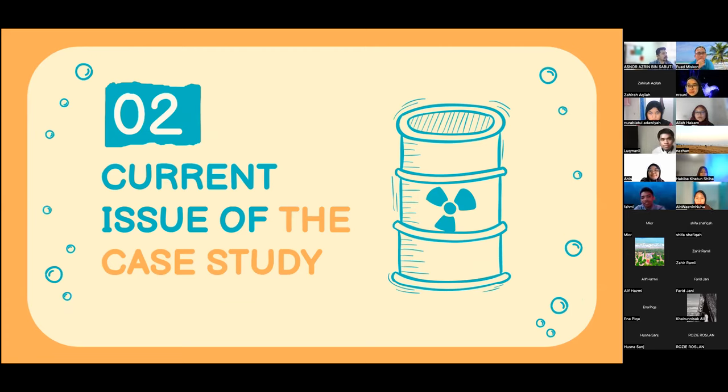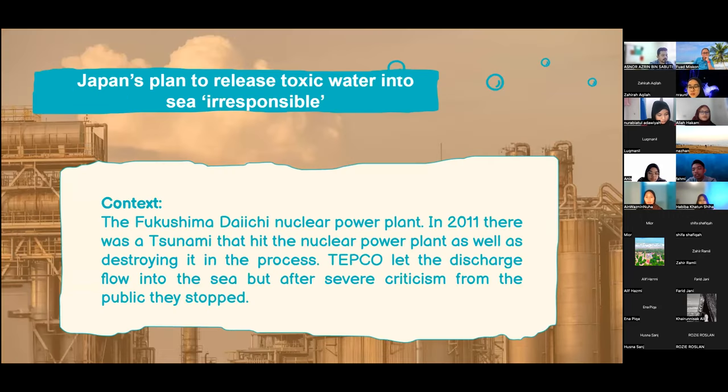Okay, I'll be with you guys on this part of the presentation, and I'll be talking about the current issue of the case study. We have chosen Japan's irresponsible decision to dump toxic and radioactive waste into the ocean. A little context: there's a nuclear power plant in Japan called the Fukushima Daiichi Nuclear Power Plant.